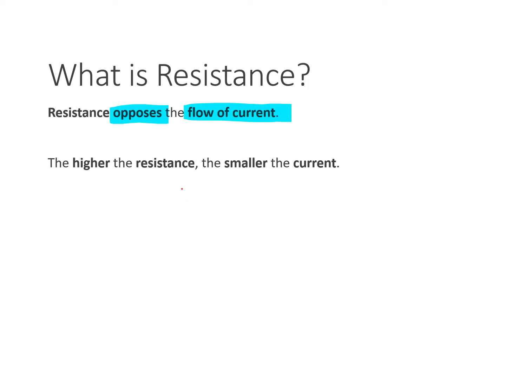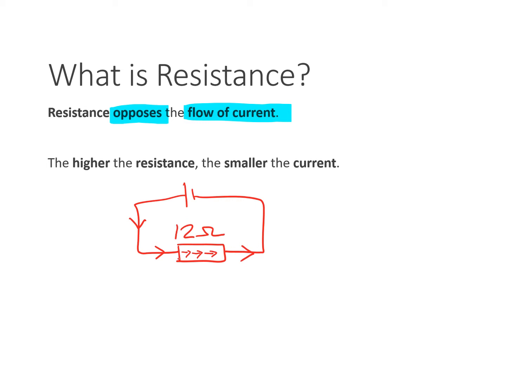So say for example, you have a circuit and then you have a resistor here. When the current flows through the resistor, it makes it harder for the current to pass through. So there is a resistance that makes current flow slower. Of course, if this is a 2 ohm resistor, it will slow down the flow of current. If it is a bigger one, let's say 12 ohms, it will slow down the current even more. So the higher the resistance of your component, the smaller the current.